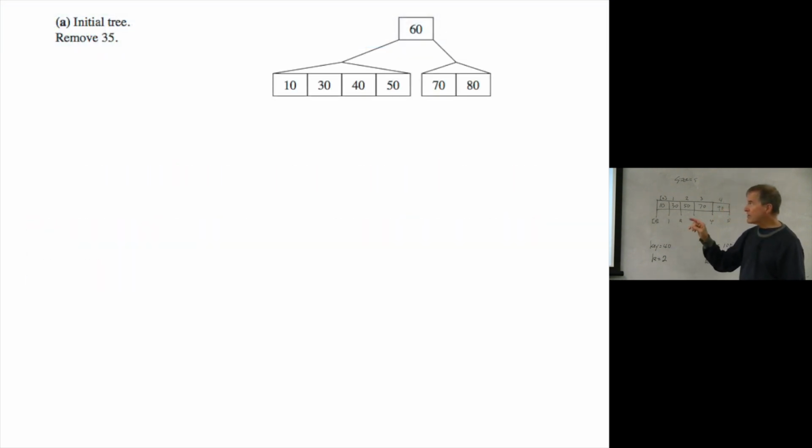Here is part A of the figure. Here's our initial tree. So we have 60, and we have 10, 30, 40, 50 as the left child, and 70, 80 as the right child. Right? So that's our initial tree. And we want to remove 35.